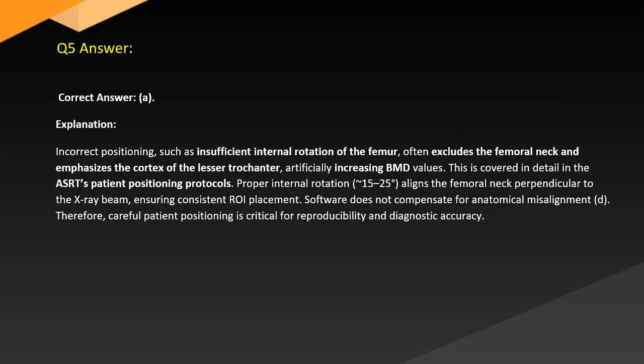Answer. Correct answer A. Explanation. Incorrect positioning, such as insufficient internal rotation of the femur, often excludes the femoral neck and emphasizes the cortex of the lesser trochanter, artificially increasing BMD values. This is covered in detail in the ASRT's patient positioning protocols. Proper internal rotation, 15 to 25 degrees, aligns the femoral neck perpendicular to the X-ray beam, ensuring consistent ROI placement. Software cannot compensate for anatomical misalignment, so D is wrong. Therefore, careful patient positioning is critical for reproducibility and diagnostic accuracy.